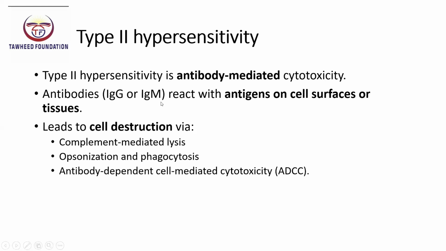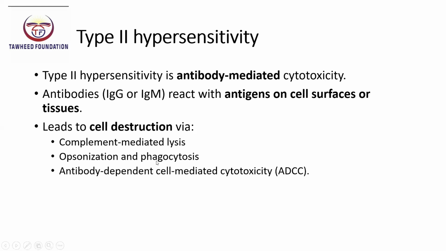Once these antibodies bind to the antigens, they can trigger a cascade of events that ultimately lead to the destruction of these cells. There are three main mechanisms by which this occurs. First is complement mediated lysis, where the classical complement pathway is activated to destroy the target cell.